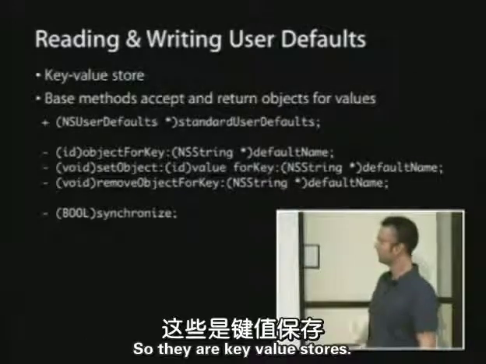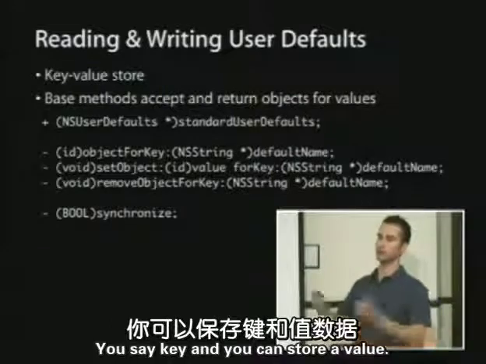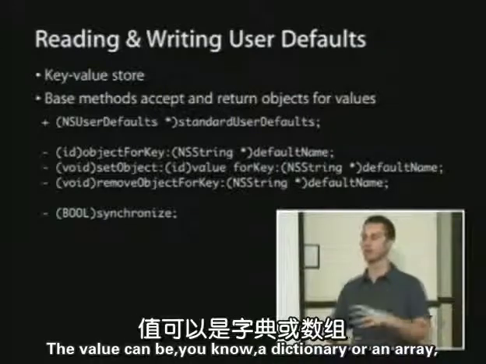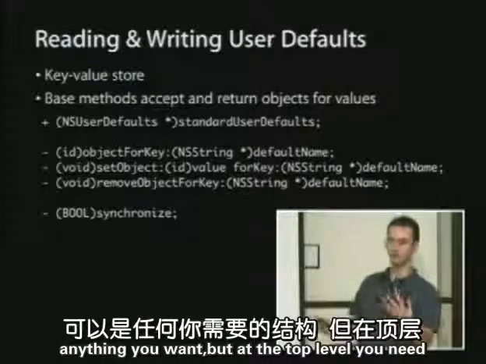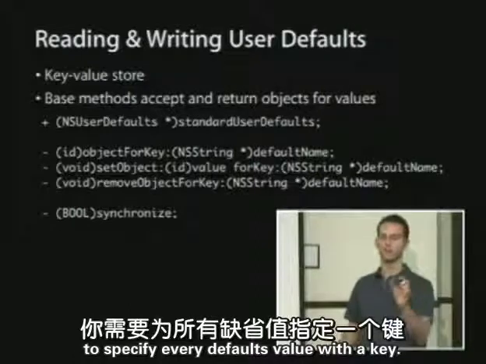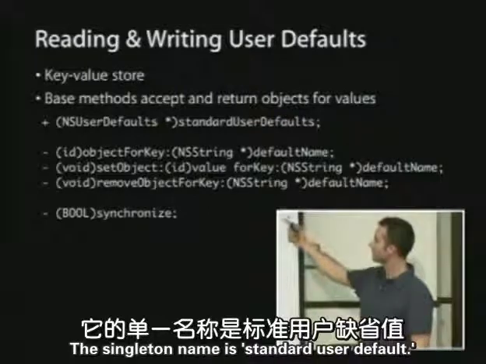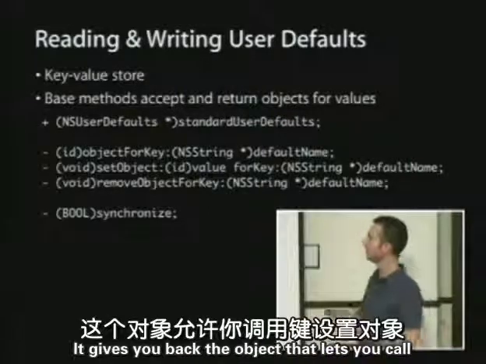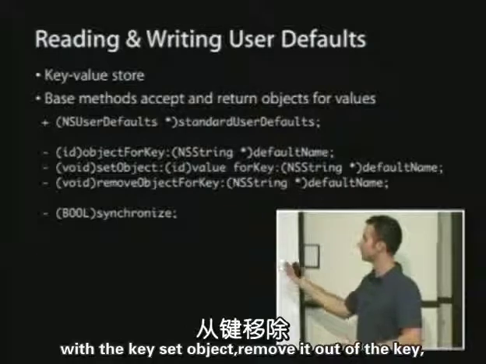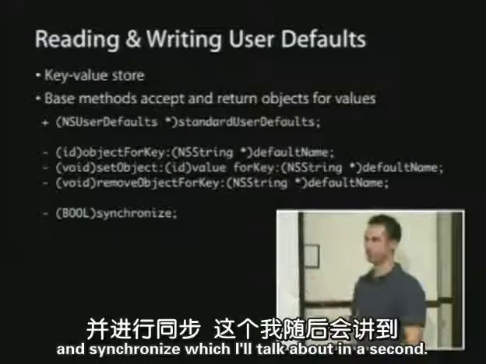So they're key value stores. You say key and you can store a value. The value can be a dictionary or an array, anything you want. But at the top level, you need to specify every default value with a key. The singleton name is standard user defaults. It gives you back the object that lets you call object for key, set object, remove object for key, and synchronize, which I'll talk about in a second.